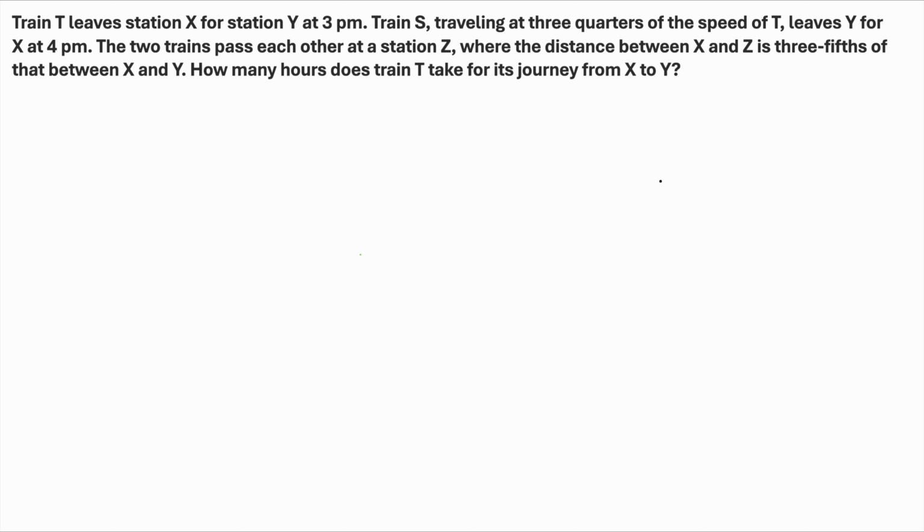Good question, beautiful question, because they have asked you the time in hours for train T to travel from X to Y, and the only information we have to calculate the time value is that the time gap is 3 p.m. to 4 p.m., that is 1 hour. This is the only information we have to calculate the time. Good. So let's start solving.